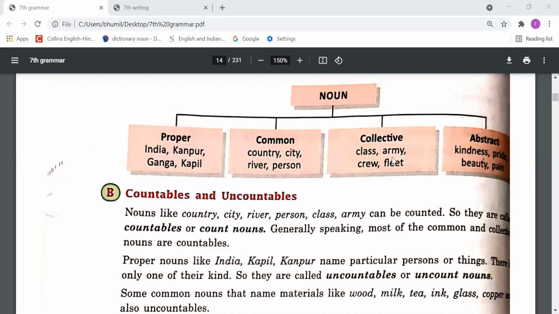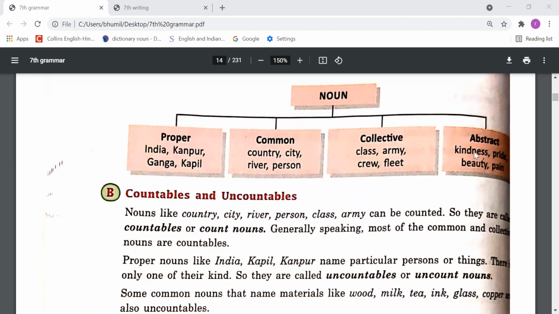Right? Now let's talk about collective and abstract nouns. What are the collective nouns and what are the abstract nouns? Collective nouns mean names of groups. Group name is called a collective noun. Like a group of students, that is called a class. A group of soldiers, that's called an army. A group of keys is called a bunch, right? So a group of something is called a collective noun. Like class, army, crew, fleet. That's a collective noun.